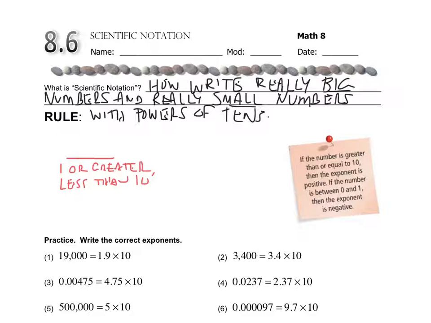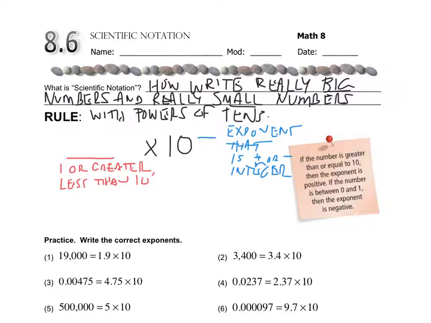So first, we always have a number that has to be 1 or greater, but less than 10 as the beginning part of our scientific notation. Then we always have multiplication of some base 10. And the base 10 is always raised to an exponent that is always an integer, either a positive number or a negative number. And we'll look at a few examples as we go.